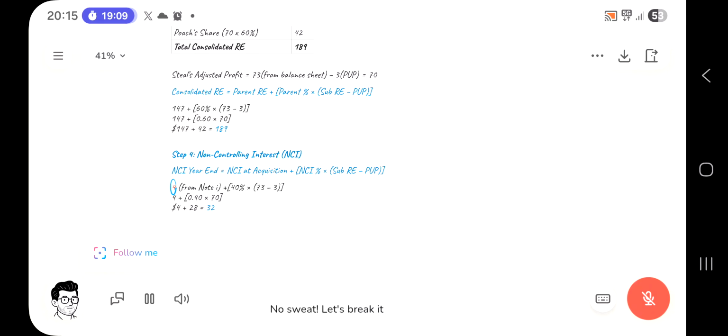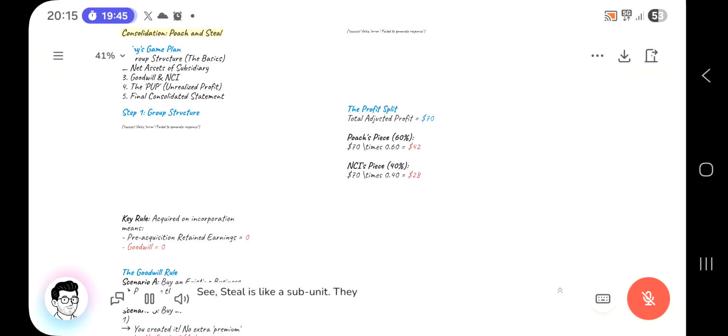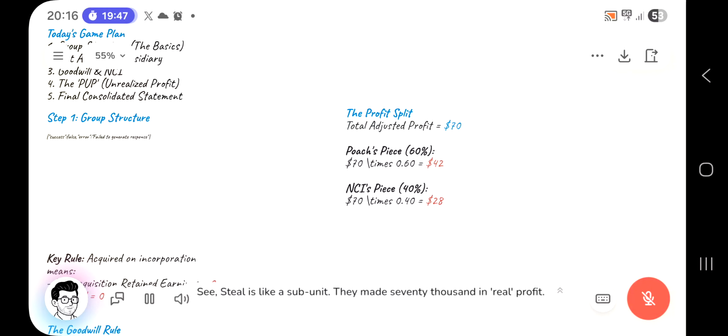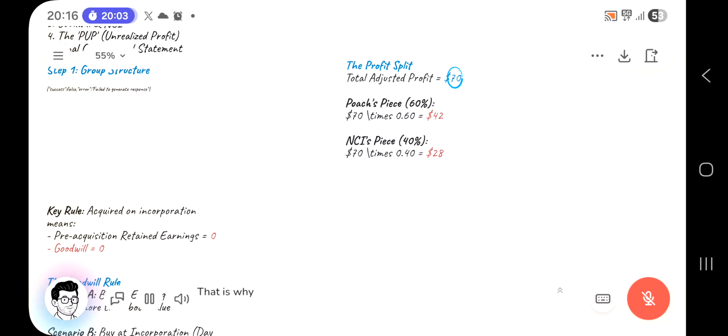No sweat. Let's break it down like a pizza. Steel is like a subunit. They made 70,000 in real profit because Poach owns most of it. 42,000 goes to Poach's pile. The rest of the owners, the NCI, get their 28,000. That is why we use those percentages.